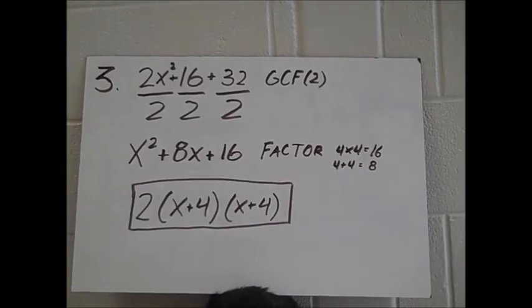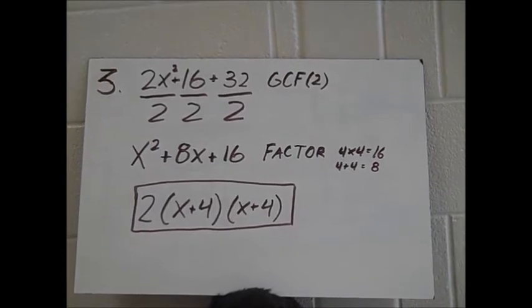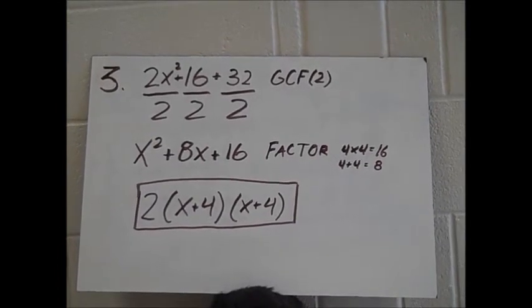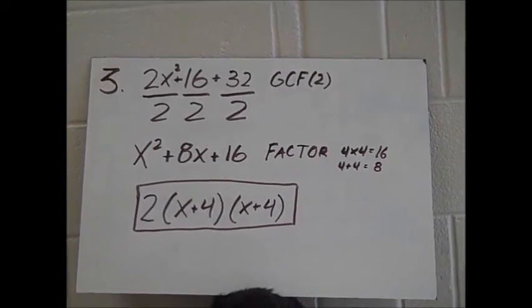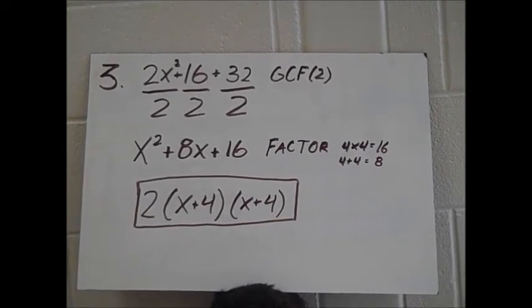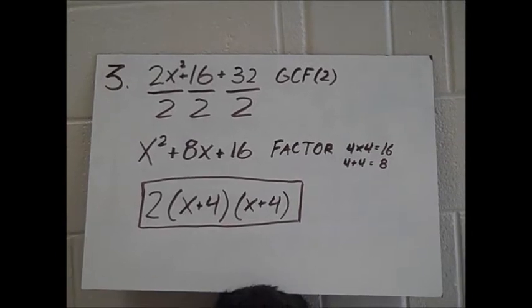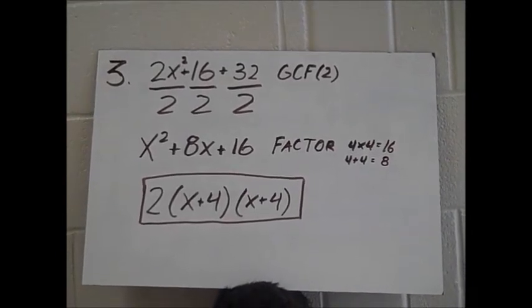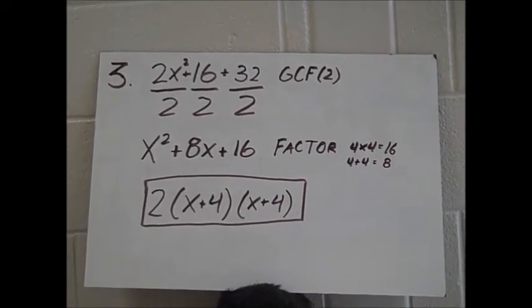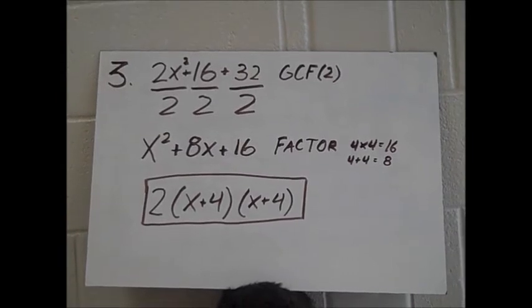So for number 3, the equation is 2x to the second plus 16x plus 32. First you pull out the greatest common factor, which is 2. You divide all the numbers by 2, which equals x to the second plus 8x plus 16. The next step is to factor, which equals 2 times x plus 4 times x plus 4.